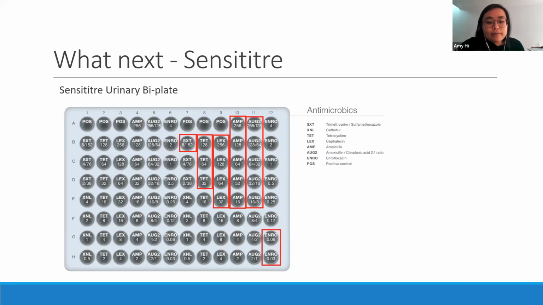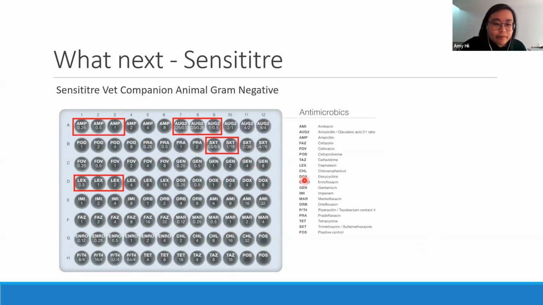The reason why we've picked these 3 plates is because the urinary plate has antibiotic wells that run to a much higher concentration than the gram plates. So I've put them in red boxes. But the gram-negative and gram-positive plates have antibiotic wells that run to a much lower antibiotic concentration, and it includes a much wider range of antibiotics.